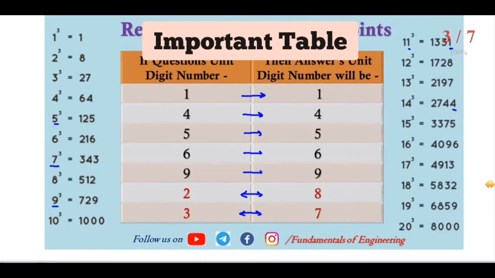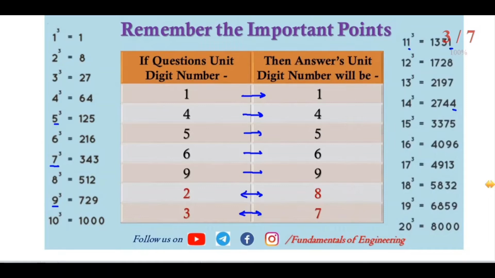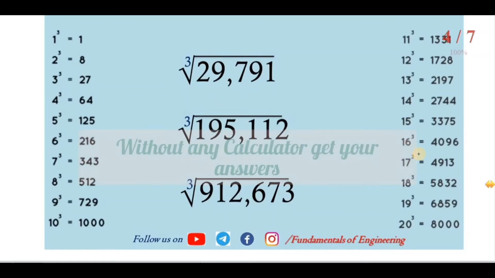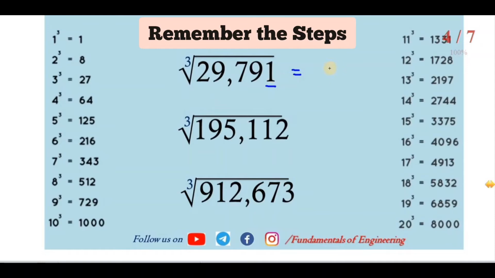Now we'll see within 2 steps how to find out the cube root. I have written all the cubes from 1 to 10 on this side and 11 to 20 on this side. You need to learn these cubes by heart to find out the answer. Now we'll see how to get the cube root of this number. The question's unit digit is 1, so as we have seen in the last table, the answer's unit digit will be 1.